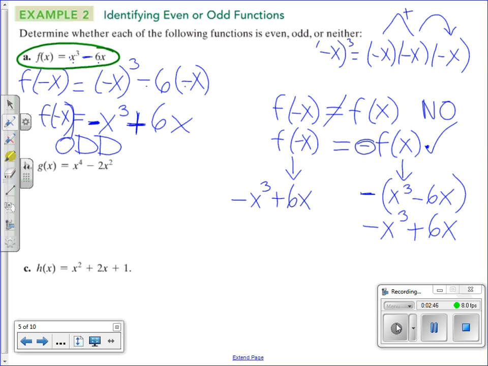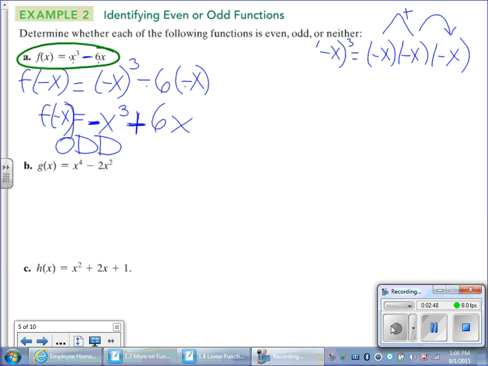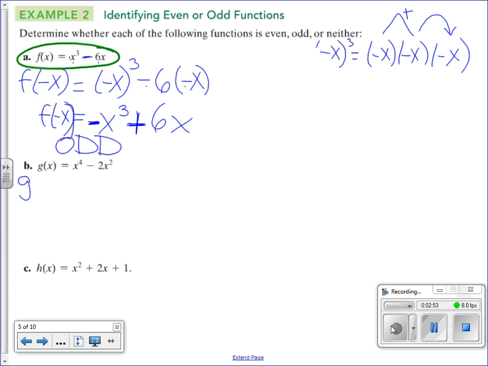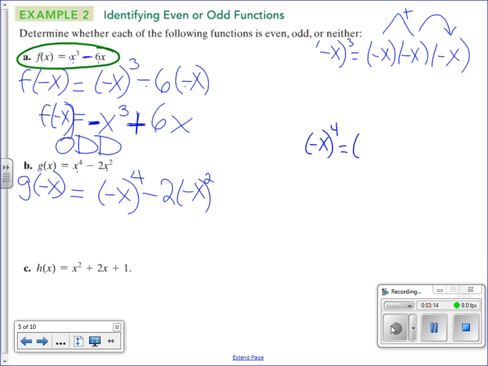Okay, now let's try the next example. Let's move to the next example, and we're going to do the same process. So we're going to find g of negative x. And same thing, we're going to substitute a negative x for every x on the original function. So negative x to the fourth power minus 2, and then negative x to the second power. Just to expand it here, negative x to the fourth power will be the same as negative x times negative x times negative x times negative x.